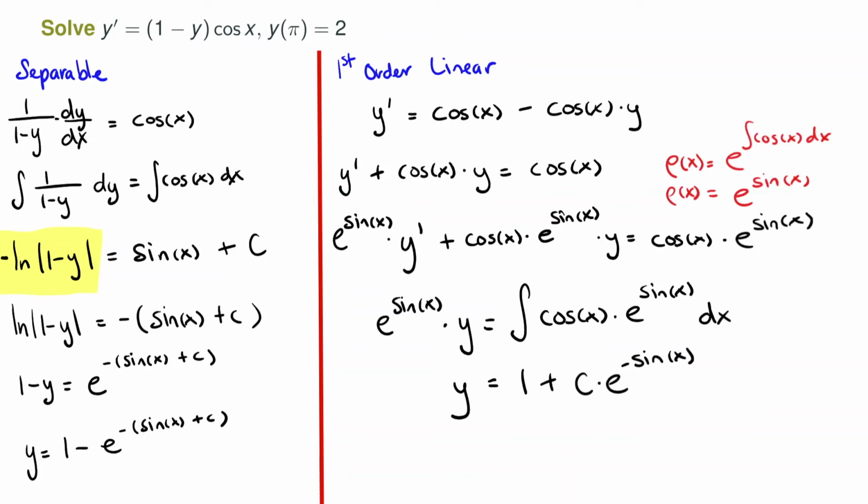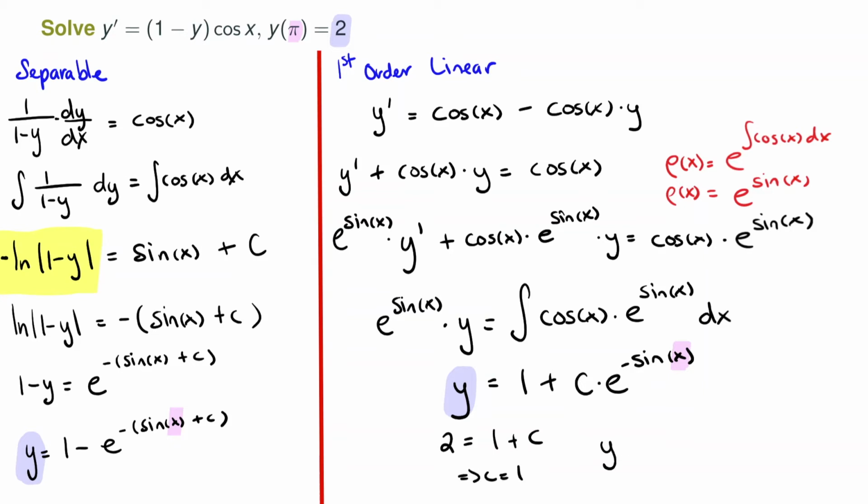Now let's use our initial value to substitute and see what value of c we should use. And let's do this in both of our forms of the general equation, and we'll see that they do become the exact same expression when we solve for c. So in this first case, I have 2 is equal to 1 plus c times e to the sine of pi. Now, sine of pi is 0, so this just becomes e to the 0. E to the 0 is 1. So as we solve for c here, we get 2 is 1 plus c, so c is 1.